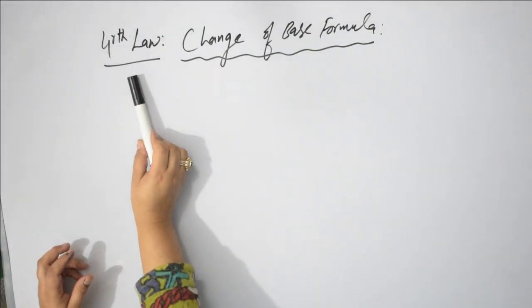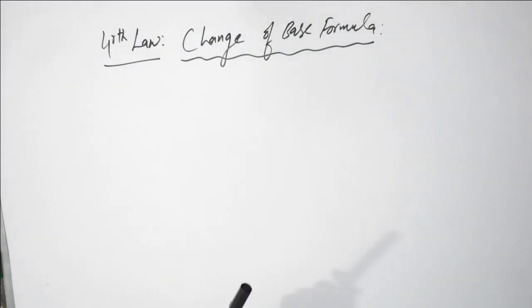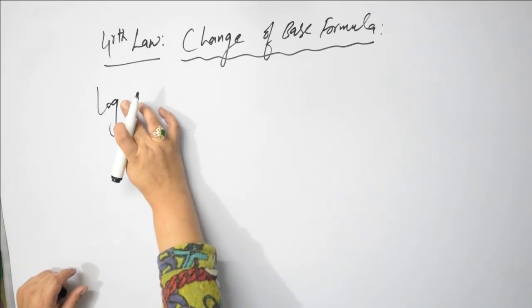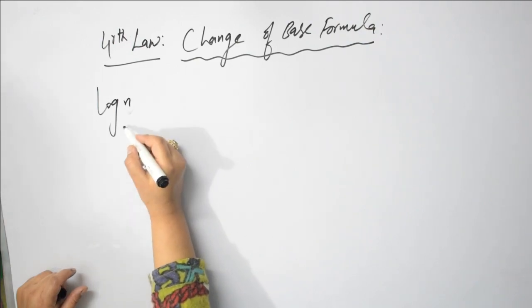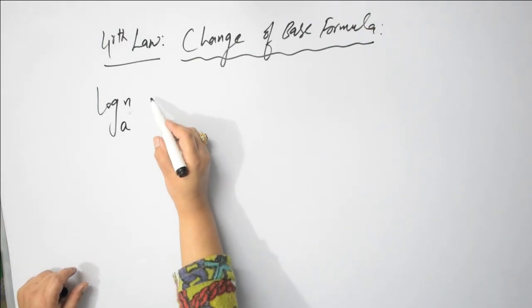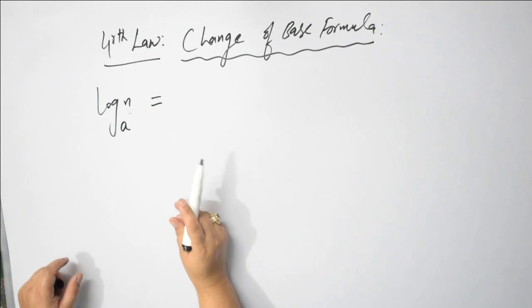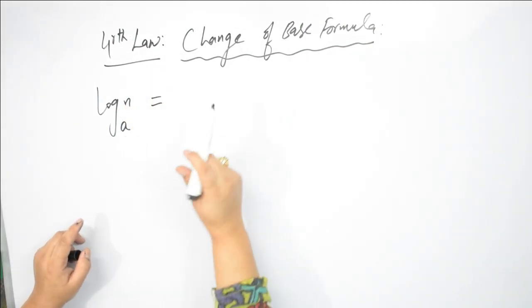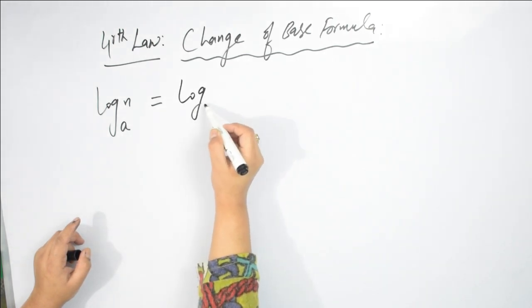Okay, now fourth law. What is the fourth law? Fourth law is the change of base formula. What does it mean? That I have log of a number, any number n, say having base a, and I want to write a log with another base, say b. I want to write some other base.